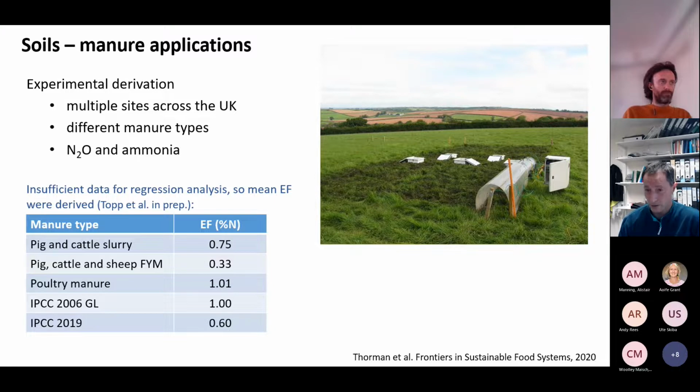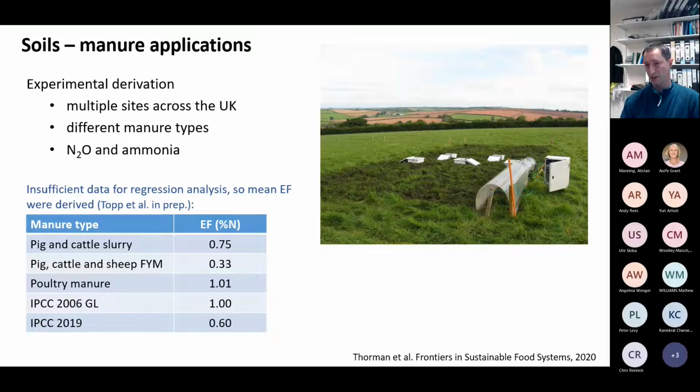We tended to measure ammonia emissions. So you can see this is a small wind tunnel here. We could get an estimate of the loss by ammonia, as well as the nitrous oxide emissions using the static chamber techniques that you saw before. There wasn't enough data really to do a full regression analysis. So we just took the mean emission factor, assuming that we'd done experiments across representative sites.